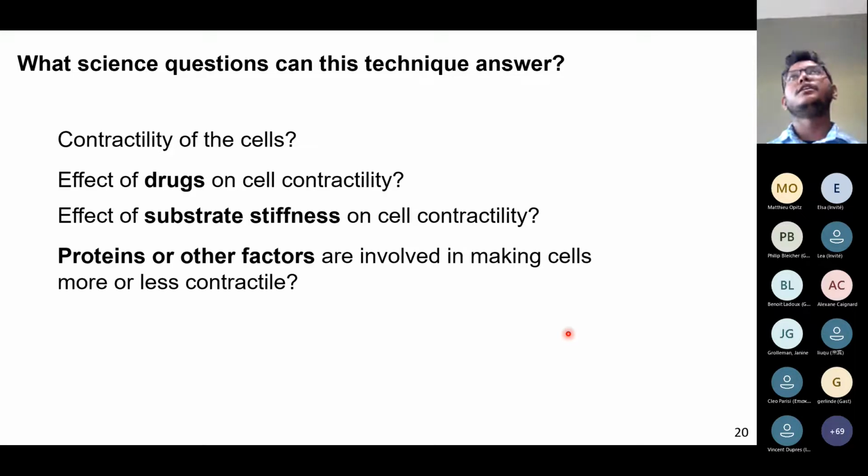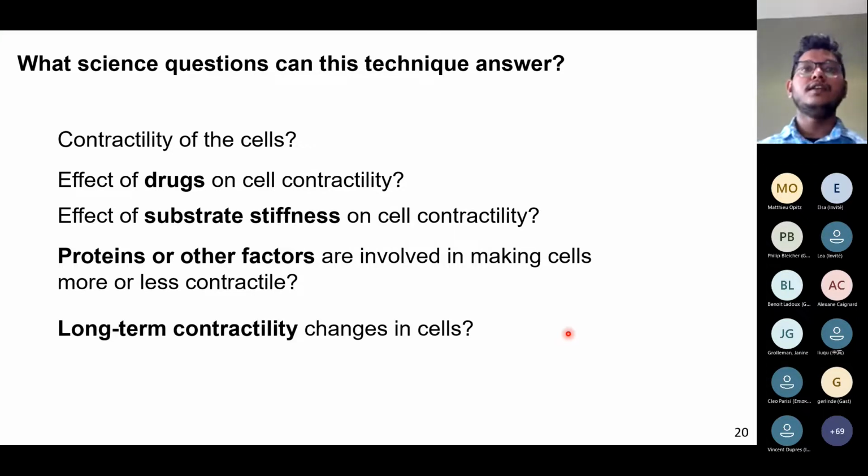Then if you want to study the effect of drugs on cell contractility, you can have cells on patterns, treat them with a bunch of drugs, and see how the contractility changes with time. You can also look at the effect of substrate stiffness by printing on patterns of different stiffness. You can also look at different proteins involved in making cells more or less contractile. And finally, you can use this technique to measure contractility for a very long time, which I'm currently using for my stem cells to measure their differentiation for a longer time.